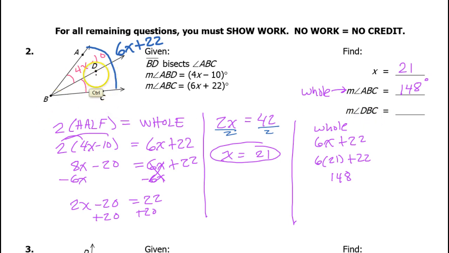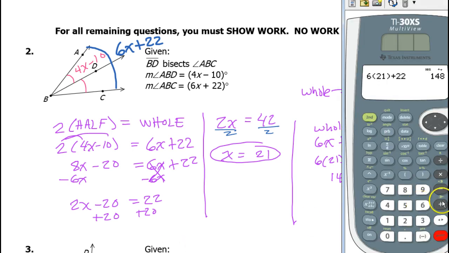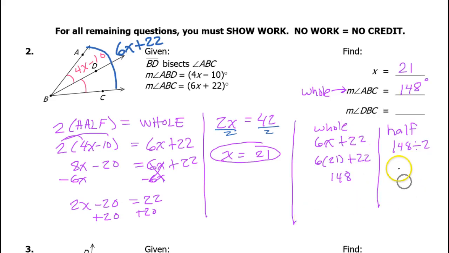And then how about angle DBC? Angle DBC is a half. Okay, now I could use this expression that I have for a half, the 4x minus 10, or I could use my common sense and just take half of what I just got. Since the whole is 148, half will be 148 divided by 2. So that'll be 74.